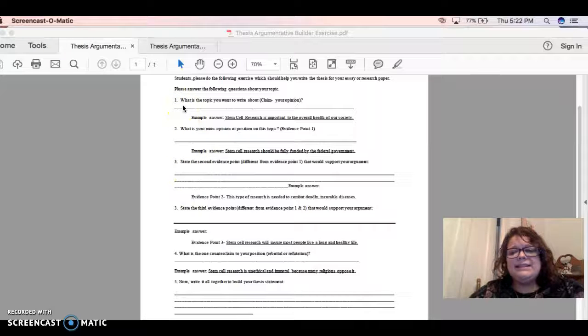This is the thesis builder that we've used for several years now. It helps students with putting together the thesis. Here you see what's the topic, what's your main opinion, evidence part 1, 2, 3, counterclaim, and then put it all together. As you can see, it can be pretty self-explanatory, but at the same time, students really struggle. Even when I'm showing them what to do, they struggle with it.